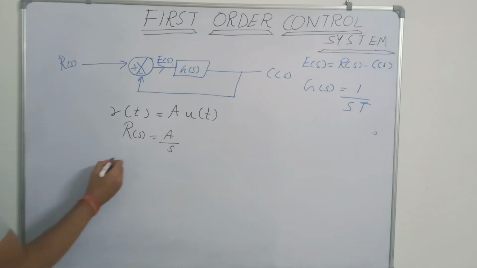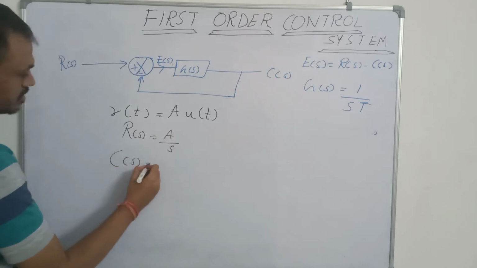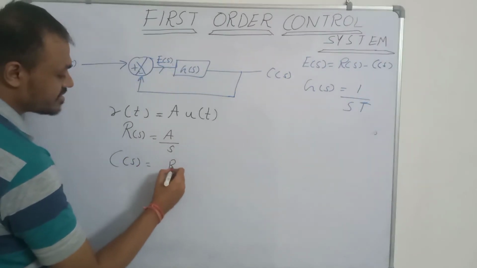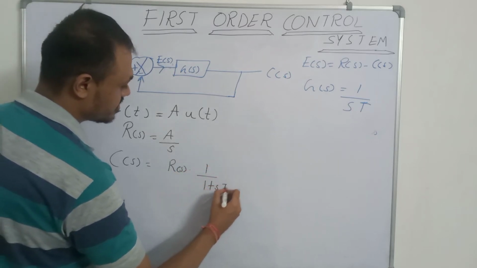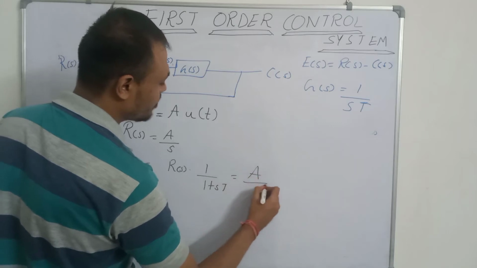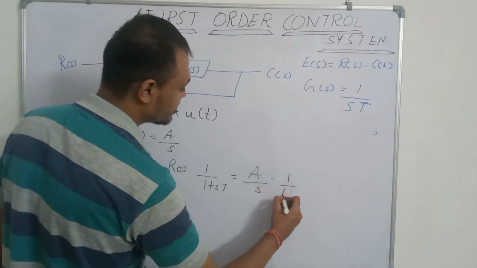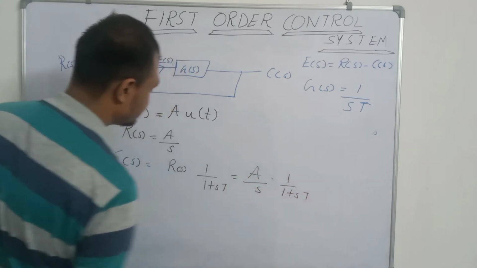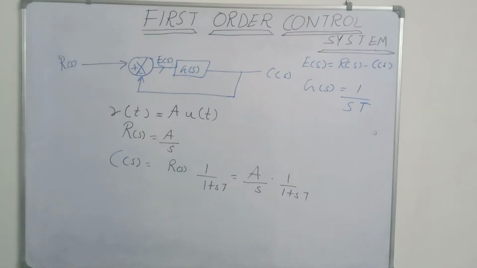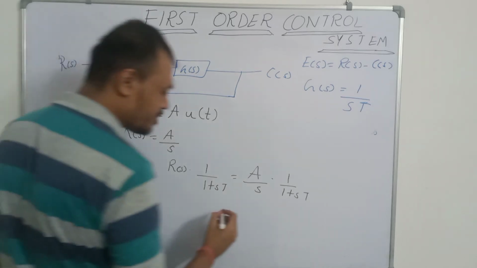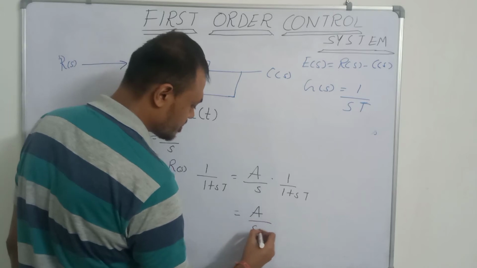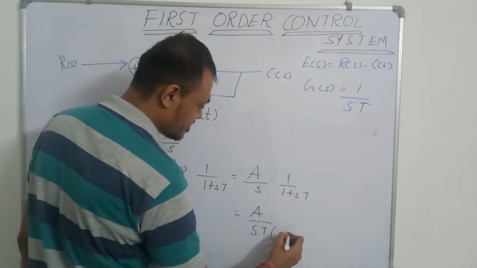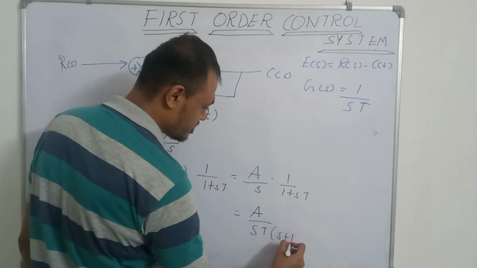So C of S is equal to R of S into 1 upon 1 plus ST. So C of S is equal to A upon S into 1 upon 1 plus ST. If we take T common, then it will be equal to A upon T into S times S plus 1 upon T.